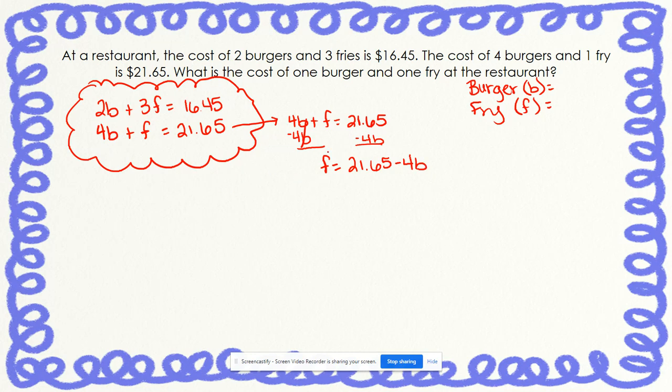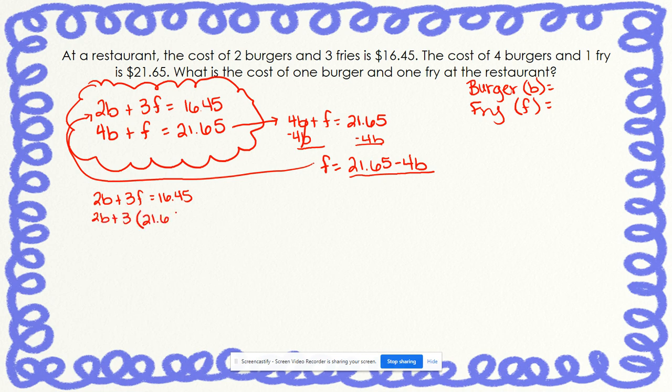Now that I know what F equals, I'm going to take this and plug it in. So 2165 minus 4B, I'm going to plug it in for F in the first equation, since that's the equation I didn't use. So that first equation says 2B plus 3F equals 1645. Instead of F, I'm using 2165 minus 4B. So this is going to be 2B plus 3 times 2165 minus 4B. And all of this equals 1645.